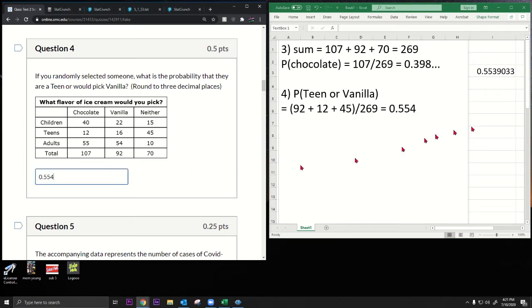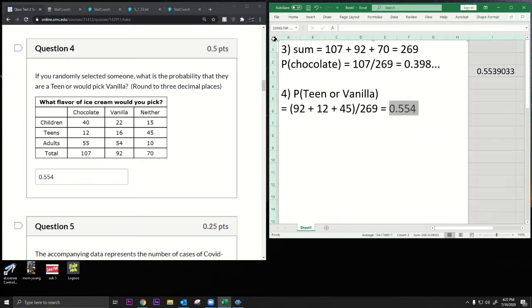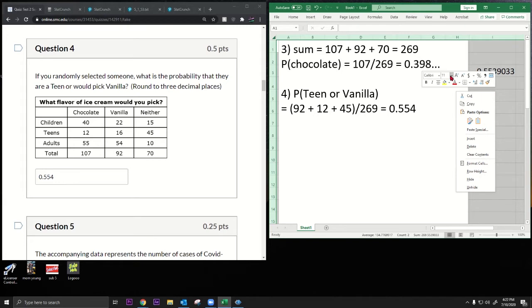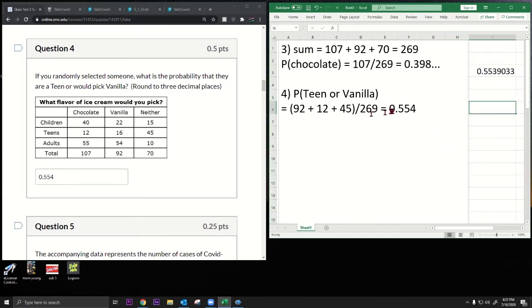Control C, Control V, and I'm going to go here and right click and just change this font to whatever. What was that font again? I don't know, 24? Now I should be good on the font. Alright, let's see what's going on.